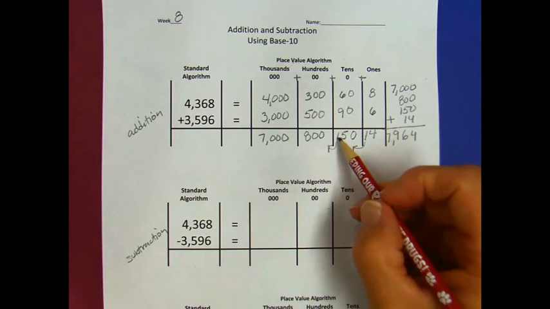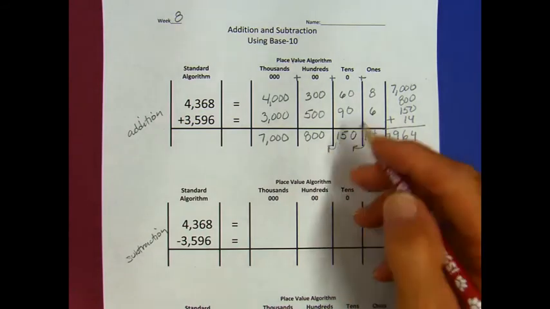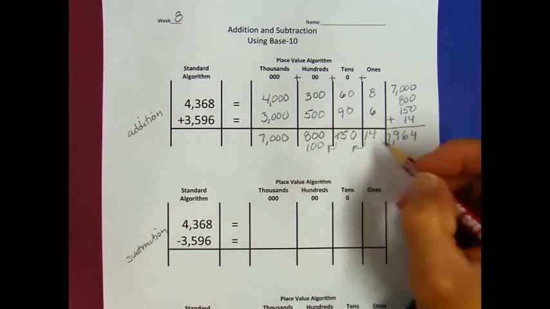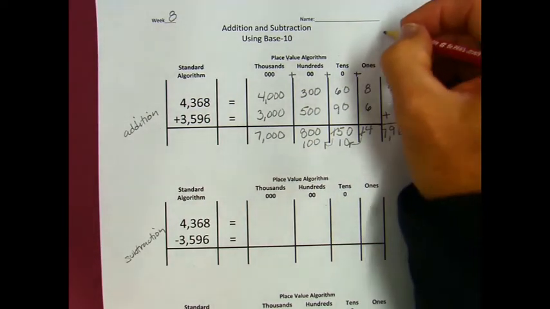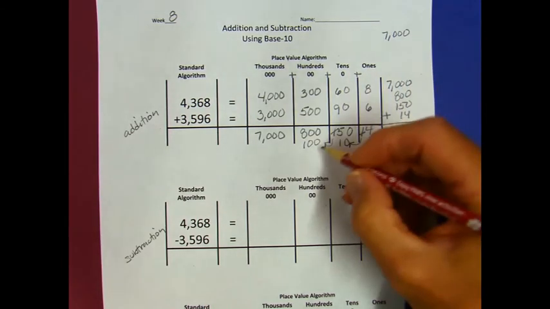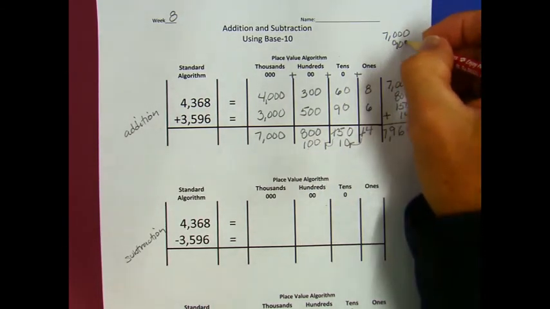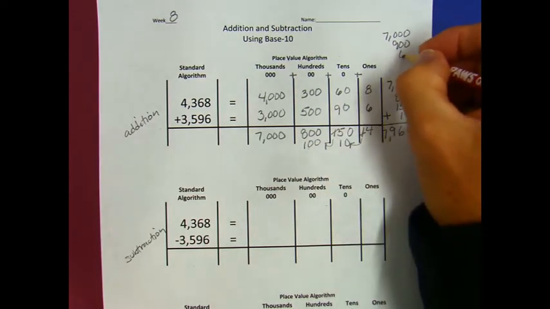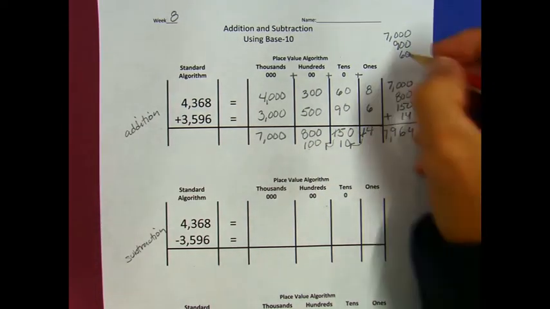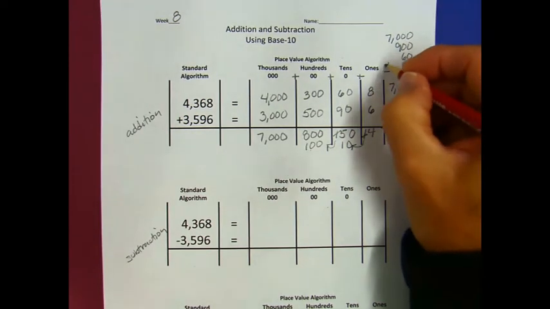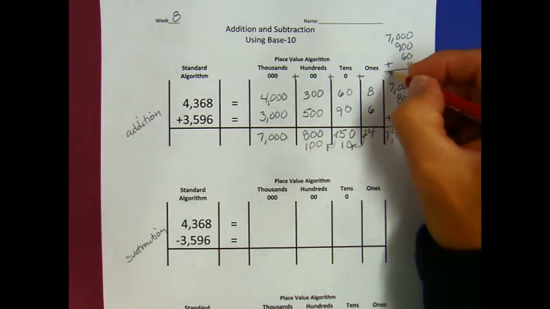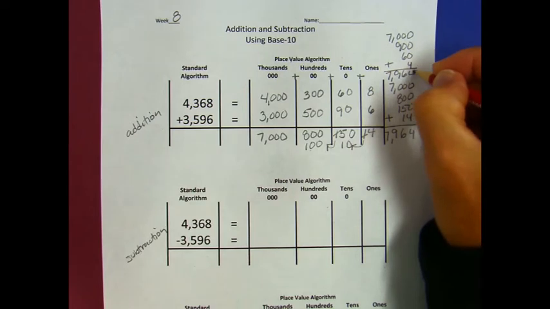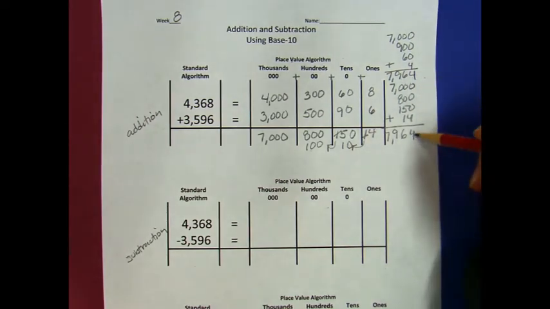Another way of doing it is you could move your hundreds over here and say, okay, I'm going to put this 100 over here. I'm going to put this 10 over here. And then we'd have 7,000 plus, this is 900. I'm doing some mental math right here. This is 60. And this is going to be 4. Let's add that up. We have 7,964. The same answer, the same sum.